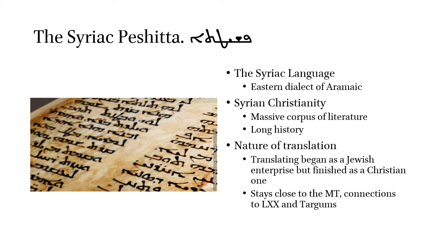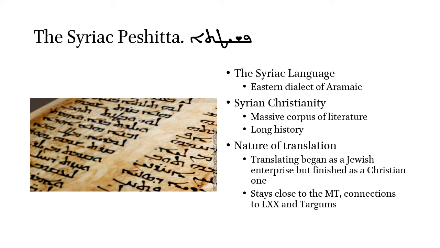Like the works of Josephus, there's a Syriac translation of that. There's Syriac translations of the New Testament, right? So the Greeks and the Syrians were neighbors. And so there's this long history of going from Greek into Syriac.